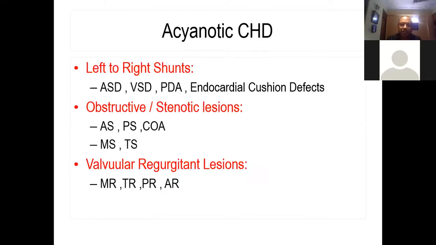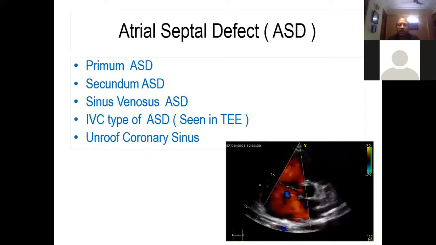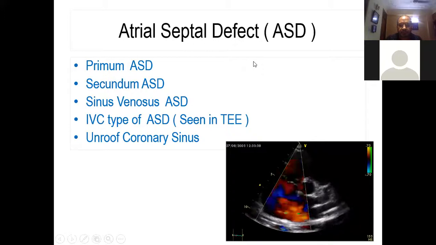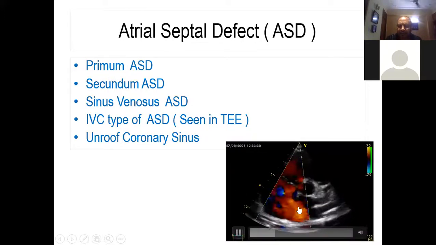So let's talk of individual lesions one by one: ASD, VSD, PDA, endocardial cushion defects, and then a couple of obstructive lesions. First of all comes atrial septal defects. What do you mean by atrial septal defects? There's a defect in the interatrial septum.